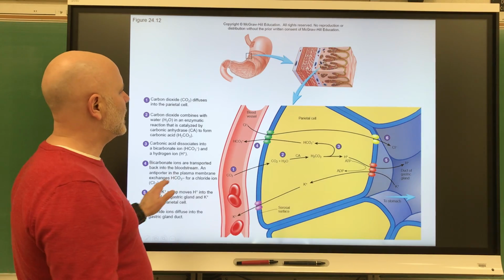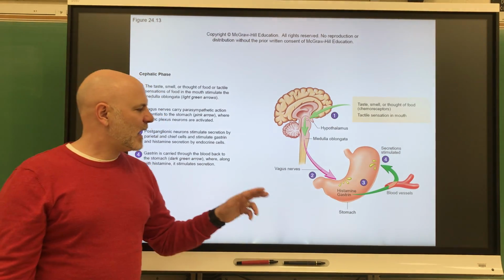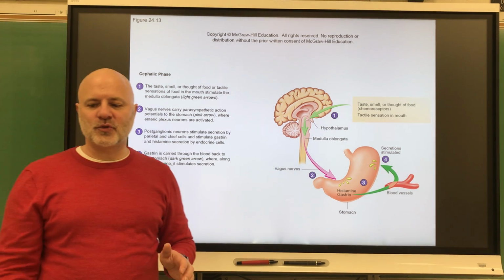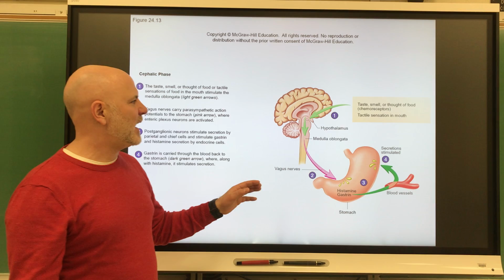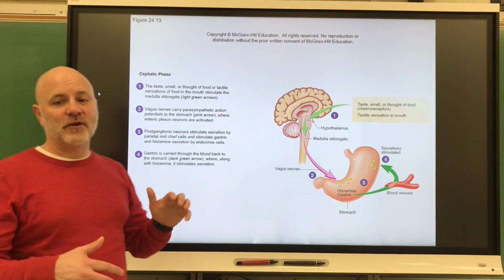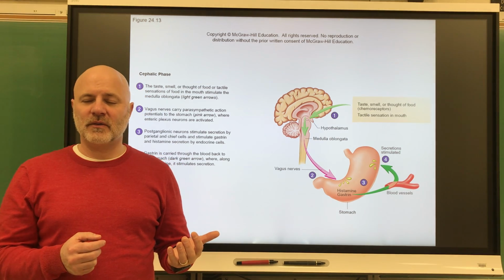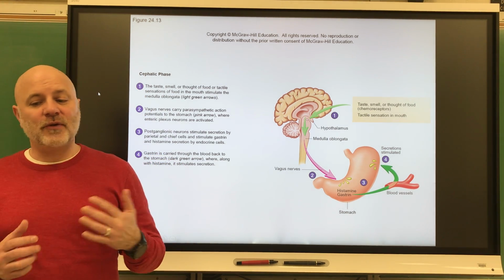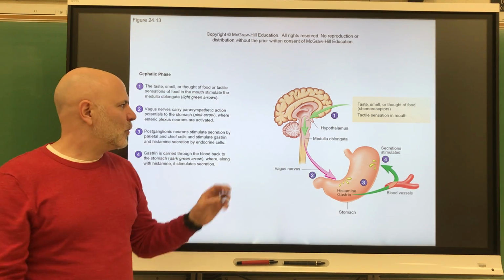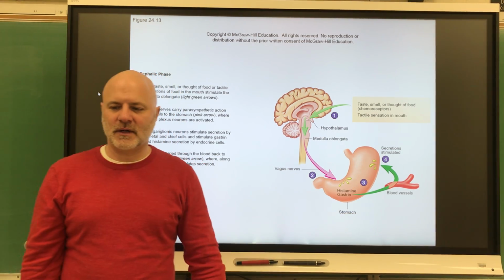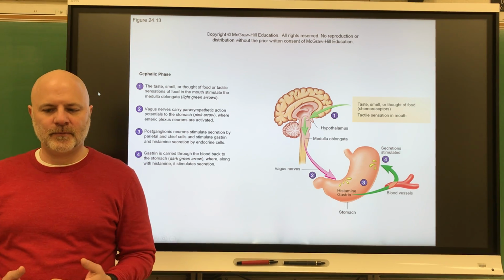All right, let's look at gastric secretions. We have different phases in which we produce gastric secretions. The first phase is called the cephalic phase. Now, cephalic refers to the head. These secretions are released when food is seen, or smelled, or tasted, or even thought about. We'll start producing gastric secretions here. So it's basically getting the stomach ready for food to be delivered there.